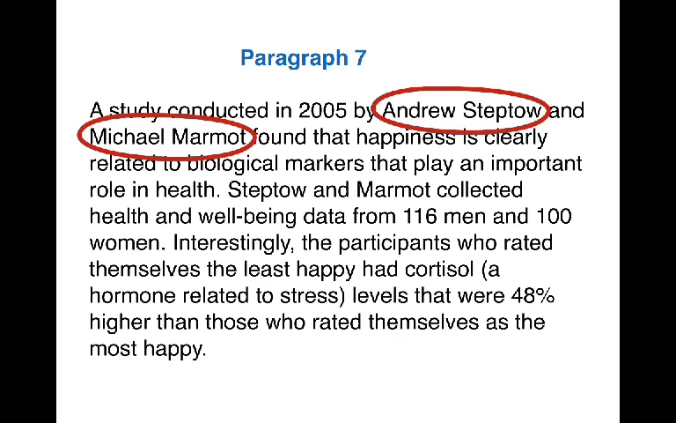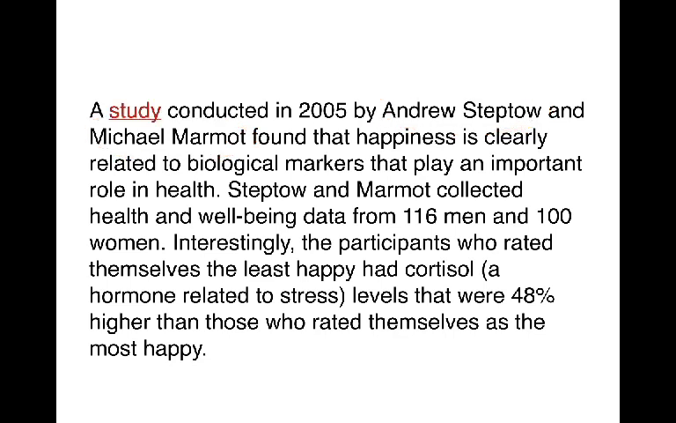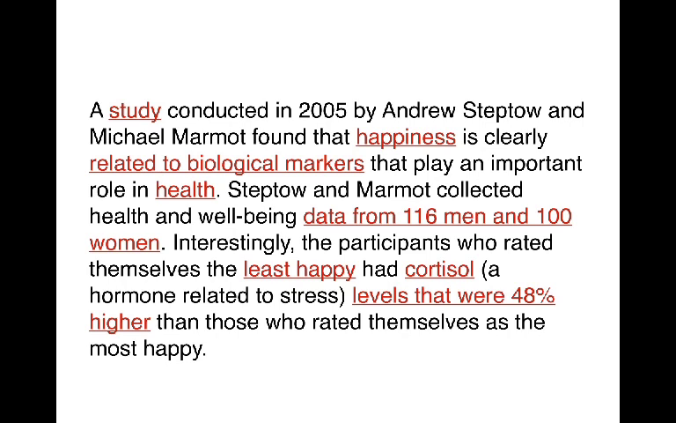Here's what they say in paragraph 7. This is a study by these two people in 2005 found that happiness is clearly related to biological markers that play an important role in health. So happiness, biology, and health. Steptoe and Marmot collected health and well-being data from 116 men and 100 women. Interestingly, the participants who rated themselves as least happy had cortisol, a hormone related to stress, levels that were 48% higher than those who rated themselves as the most happy.